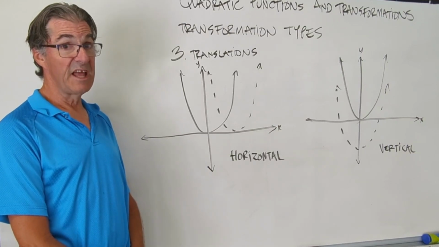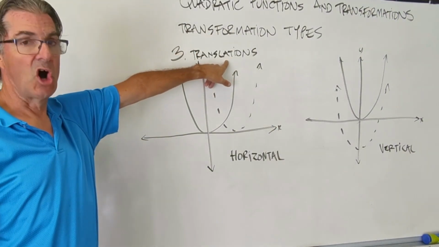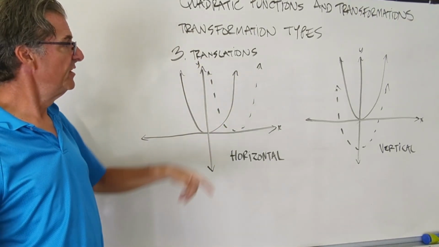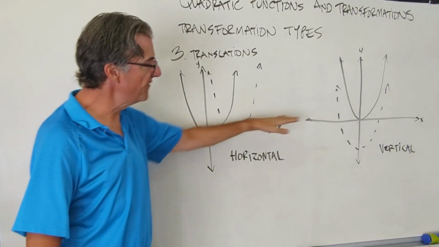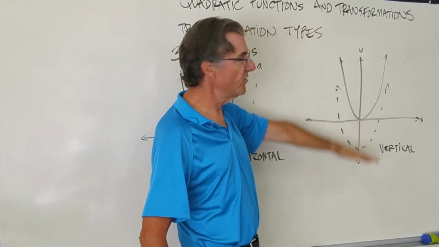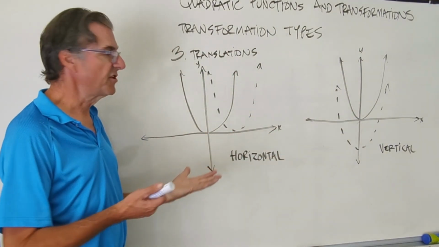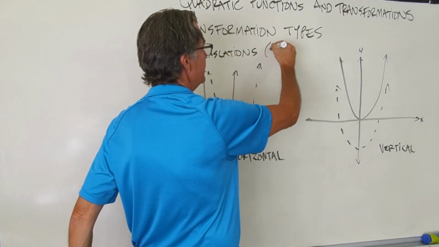All right, let's talk about the last one here. These are transformations of a type called translations. So translation, you have a horizontal, can slide back and forth on the x-axis, and then we have a vertical. It can go up and down on the y-axis. So this is the third type. It's a translation. Another word for that is a slide.